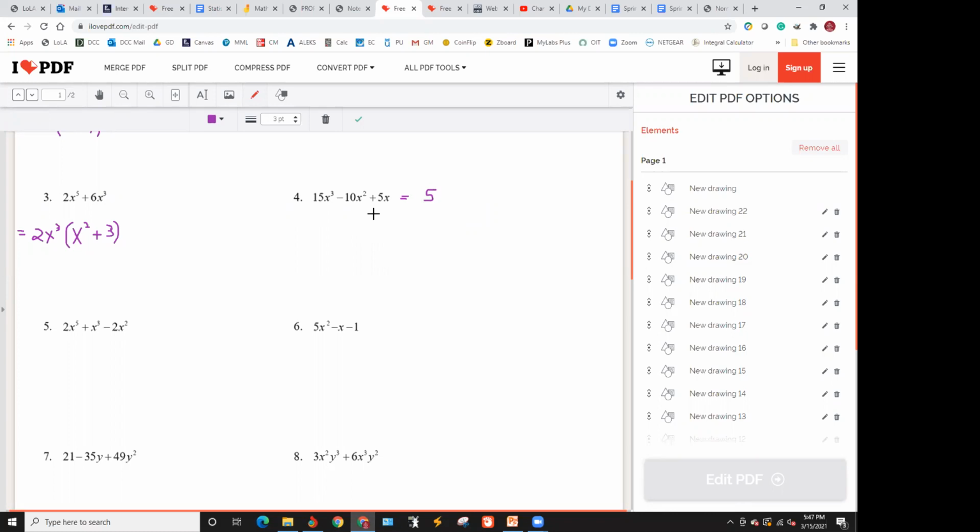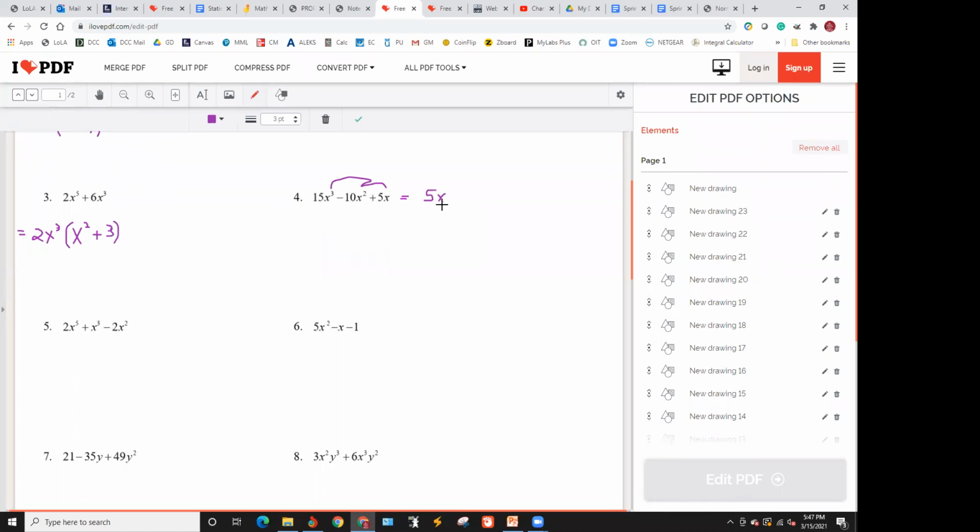Now I heard you say x squared up in the front. I meant the 3x cubed. You got to look at the smallest power of x. There's 3 x terms. So we look at the smallest power of x as our greatest common factor. So that's this one right here. So it's just 5x. 15, 10, and 5 are all divisible by 5. And each one of these 3 here are also divisible by x. So that's your greatest common factor. Does that make sense? Any questions?